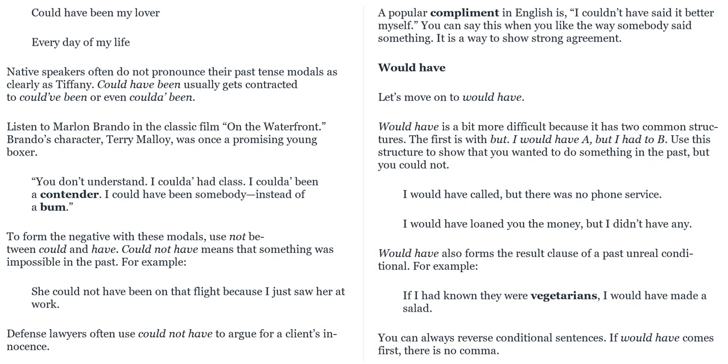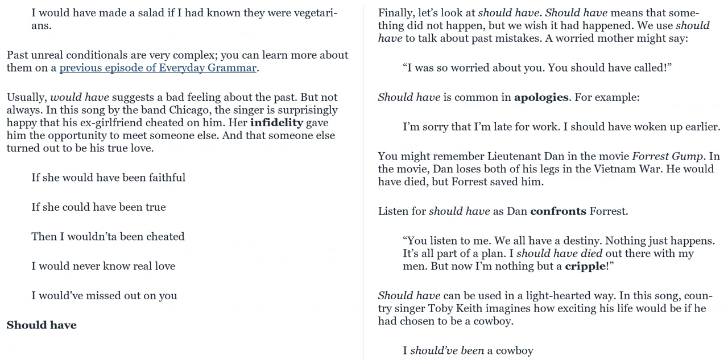Would have also forms the result clause of a past unreal conditional. For example, if I had known they were vegetarians, I would have made a salad. You can always reverse conditional sentences. If would have comes first, there is no comma. I would have made a salad if I had known they were vegetarians. Past unreal conditionals are very complex. You can learn more about them on a previous episode of Everyday Grammar.